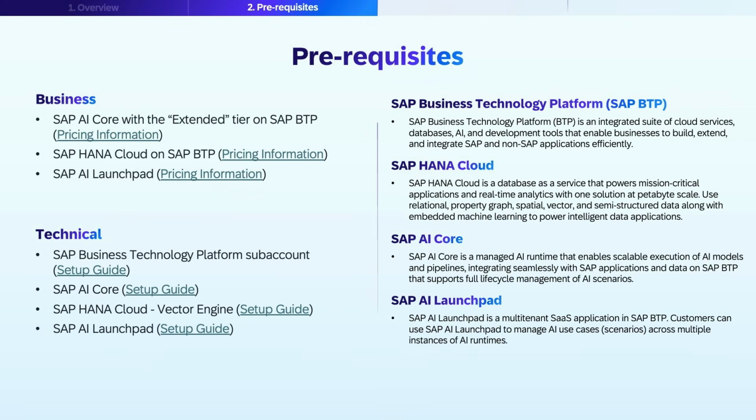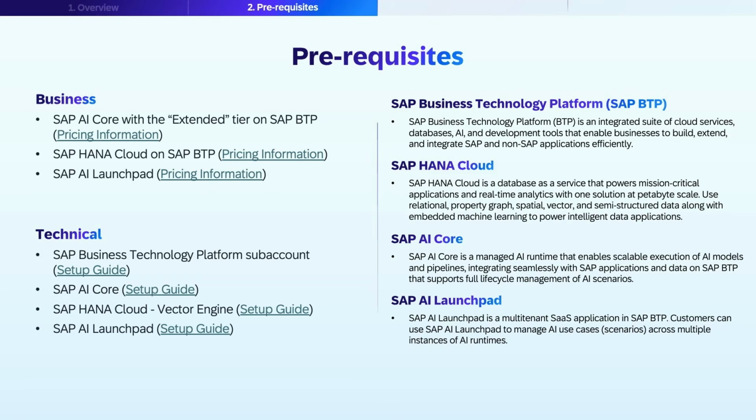Let's cover the prerequisites needed on SAP Business Technology Platform. You'll need an SAP AI Core service with the extended tier on SAP BTP to enable Generative AI Hub access, SAP HANA Cloud for your vector database, and SAP AI Launchpad to configure models within Generative AI Hub. Pricing information on all these services is available in the linked resources to provide more context around these prerequisites.